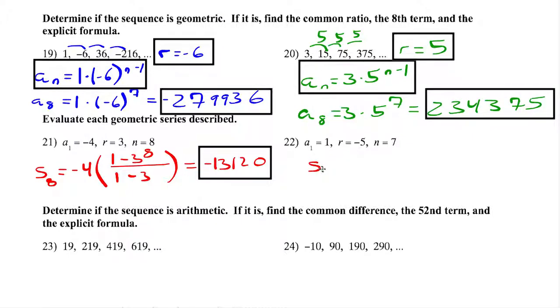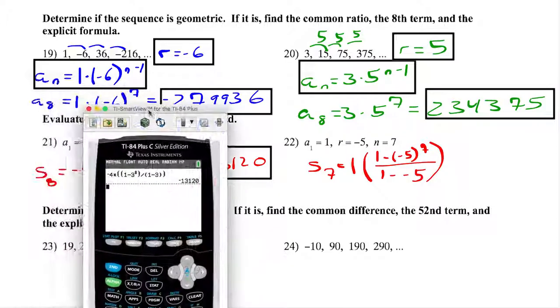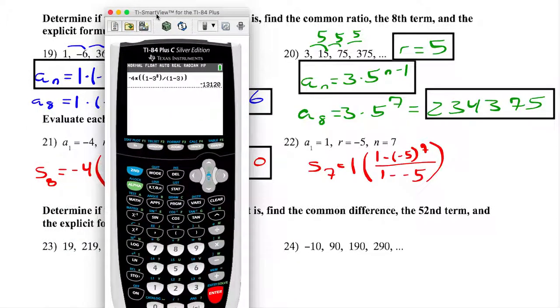Here, we're going to have the sum of these 7 terms is equal to the first term times 1 minus the ratio, which is a negative 5 to the 7th. And this is all over 1 minus a negative 5. So we can evaluate this in the very same calculator.